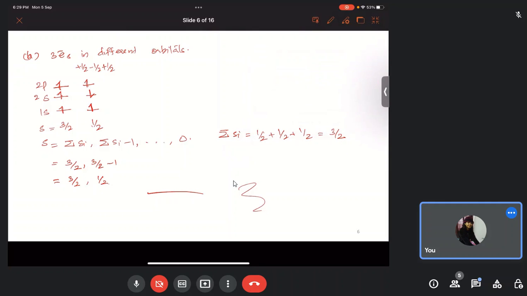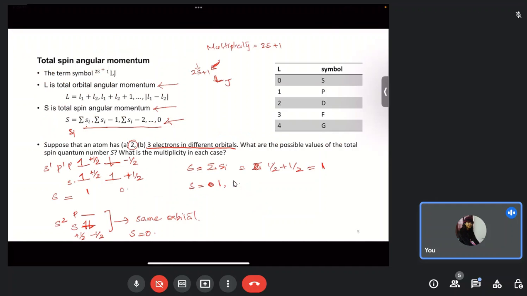Okay, that's fine. So yeah, we won't be able to have 0 if we have an odd number of electrons. So we are at finding the possible values of total spin angular momentum if we have 2 electrons or 3 electrons in different orbitals. Now we have to find the multiplicity in each of the cases.